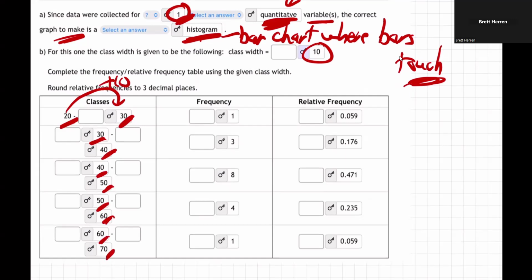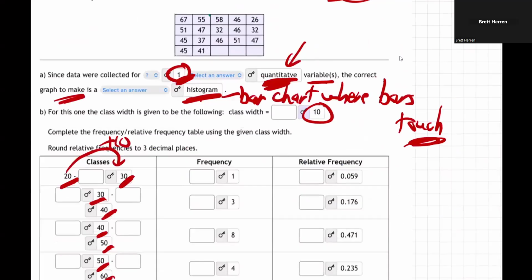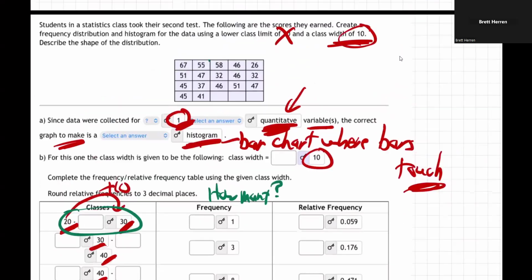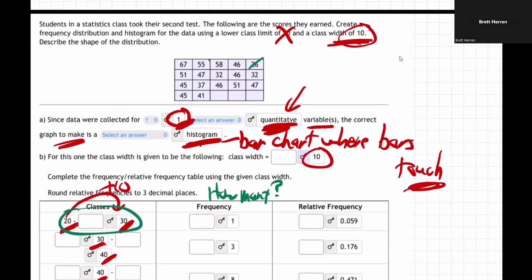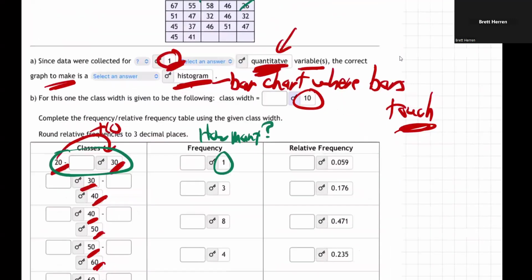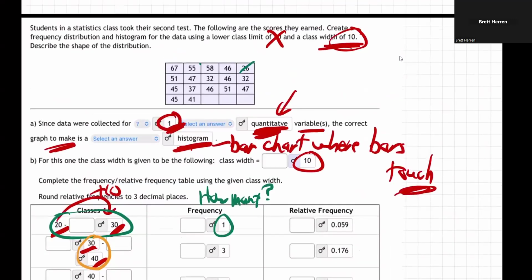Now, how do we get the frequencies? Well, basically, frequency means how many. How many got between 20 and 30? I don't know. Let's go up and see. That person, and that's it. One person. How many got between 30 and 40? I'm seeing this one, and this one, and this one.